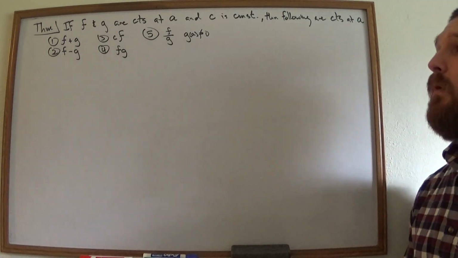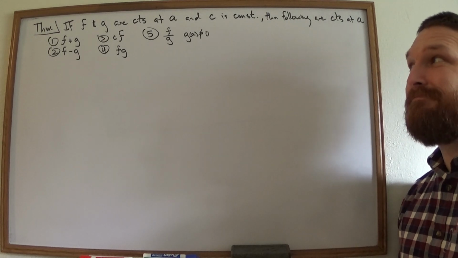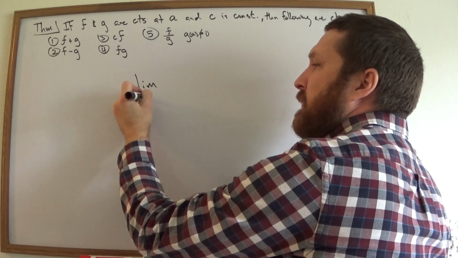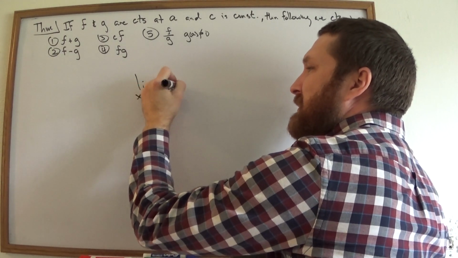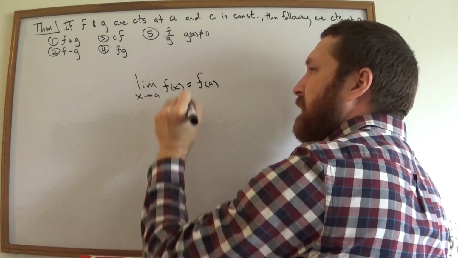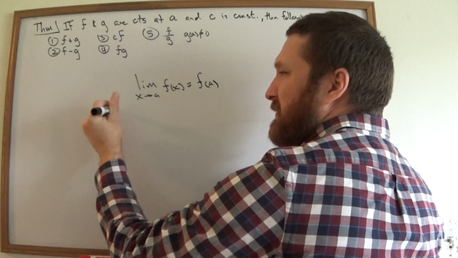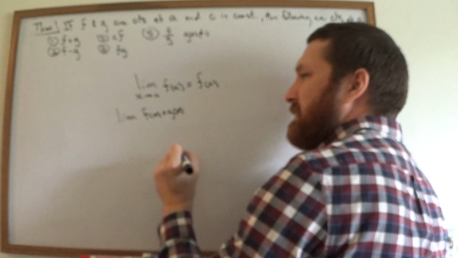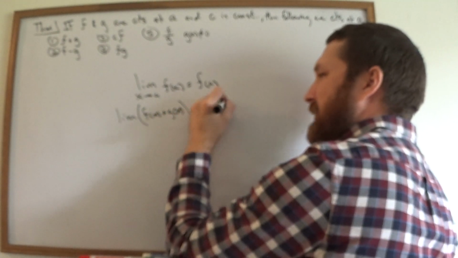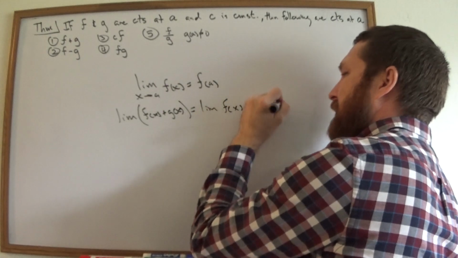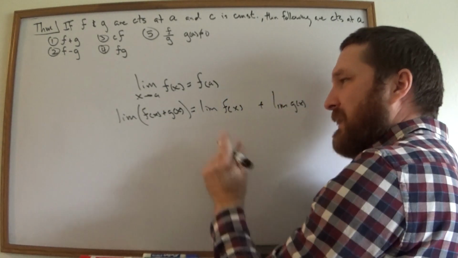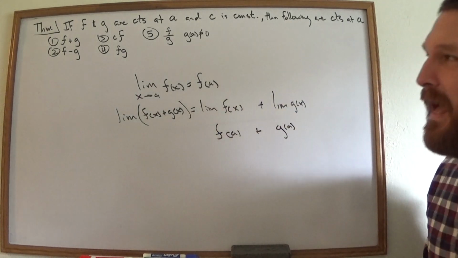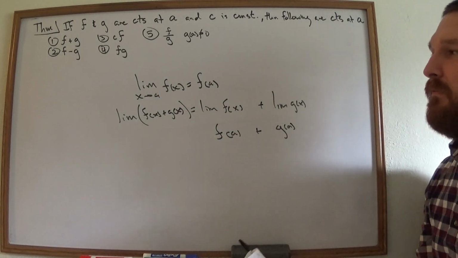We're not going to prove these, because they come from the limit laws. To prove that something's continuous, you just check that this thing is equal to that thing. Is f plus g continuous at a? The limit law tells you that this is the same as this. And since they're both continuous, this is the same as f of a plus g of a. They all follow straight from the limit laws. We don't really need to go through that.